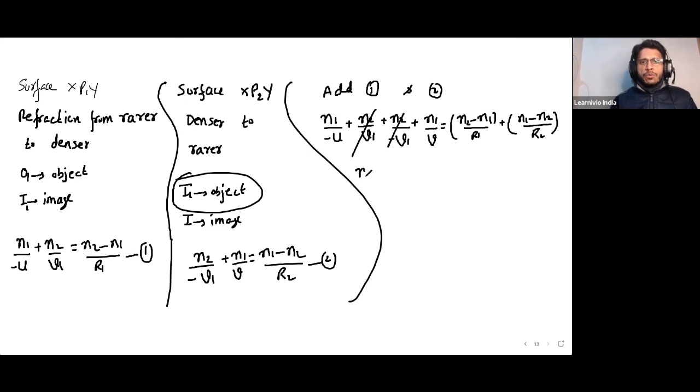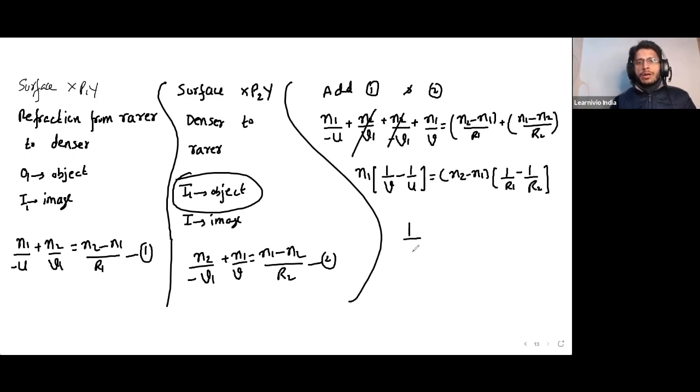I can take this N1 as common. If I take N1 as common, I'm left with 1 by V minus 1 by U, and you can take N2 minus N1 as common here. I'm just taking the negative sign common here, so it would be N2 minus N1. I'll be left with 1 by R1 minus 1 by R2.